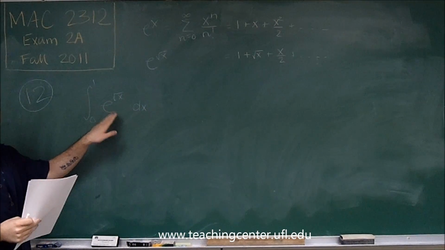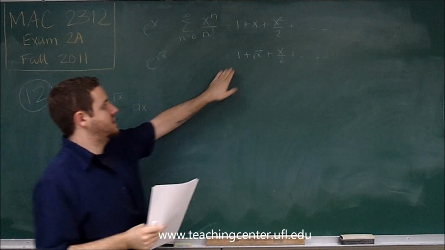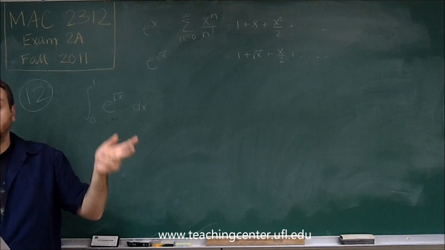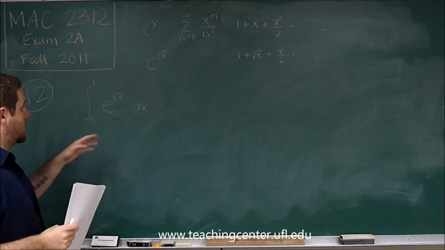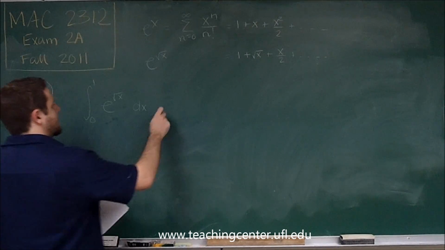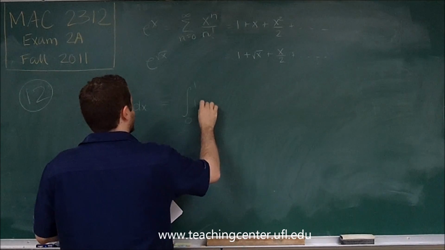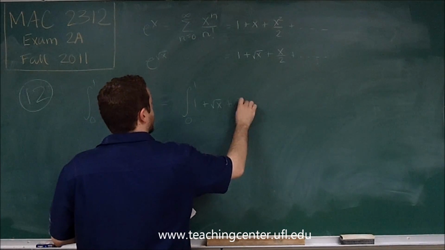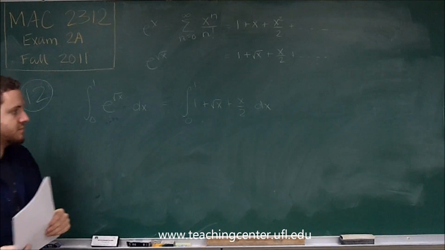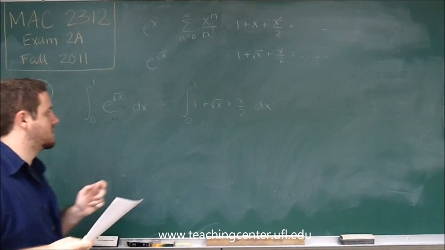Now even though we can't integrate e to the root x, we can certainly take the antiderivatives of these three terms, or infinitely many if we really wanted to. And that will definitely give us an approximation. So let me rewrite this real quick. We're essentially taking the antiderivative of those three, since we're using the first three terms.